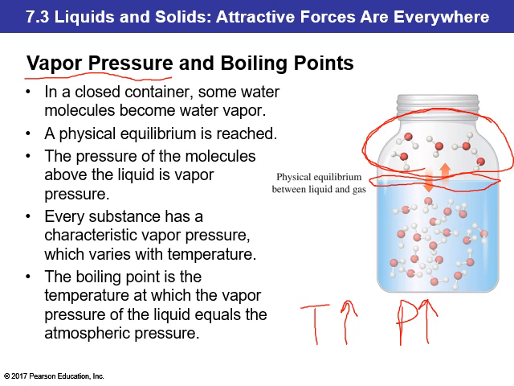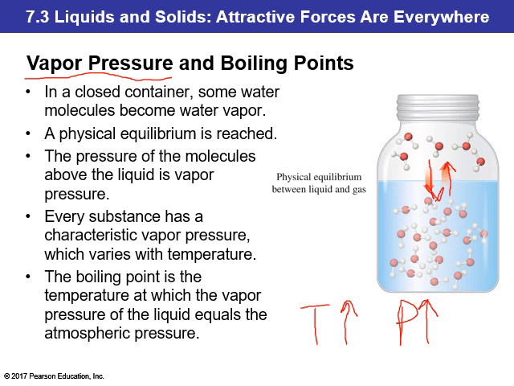Now, eventually you'll reach equilibrium, where for every molecule that pops out, another one goes back in. And it's at that equilibrium that you would measure your vapor pressure. It doesn't take very long for that equilibrium to be reached. At that point, there's just going to be a constant concentration of gas molecules in the gaseous phase above that liquid.